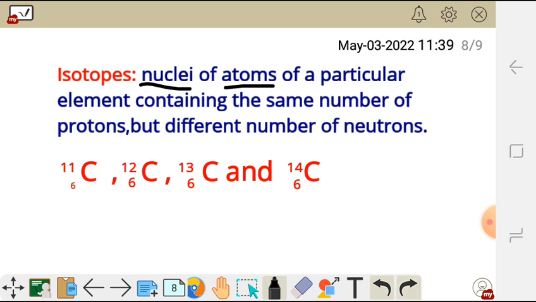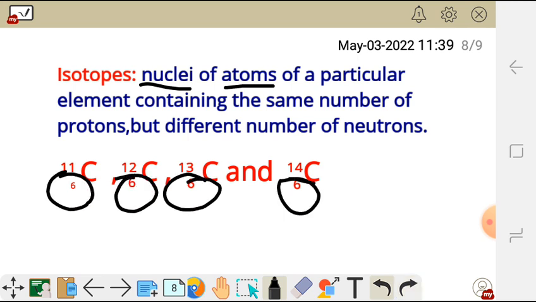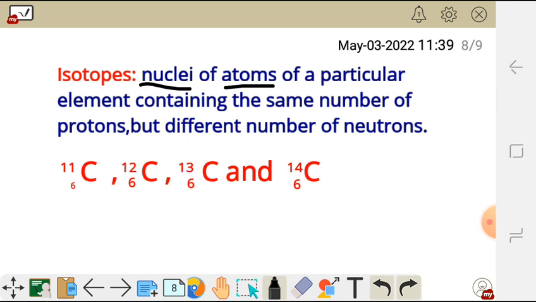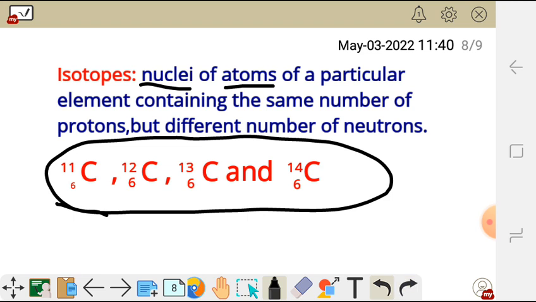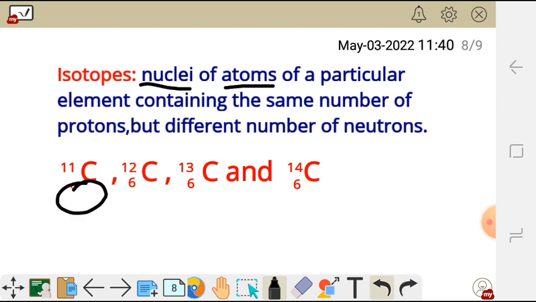For example, we have carbon. In this case, carbon has the same number of protons. The atomic number here is simply the same. But when it comes to the mass number, it is different. We have 11 there, 12, 13, 14. So this means that these elements here are isotopes. They have the same number of protons but a different number of neutrons.